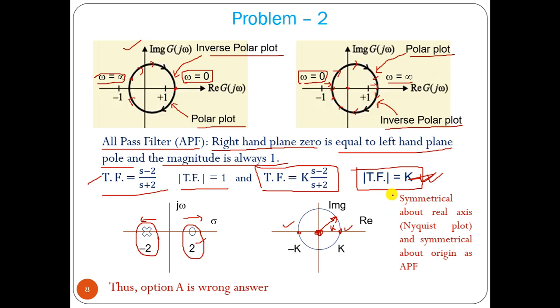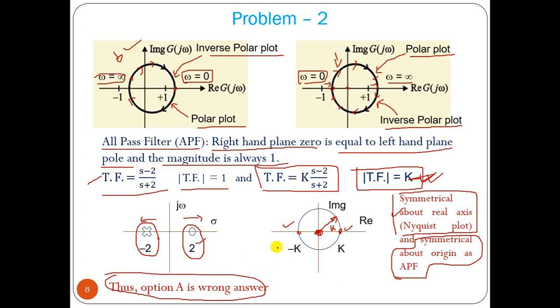So one point we have to remember is that Nyquist plots are symmetrical about the real axis, and an all pass filter is symmetrical about the origin. But the plot given in the question is not symmetrical about the origin. So this is not an example of an all pass filter. So option A is wrong.